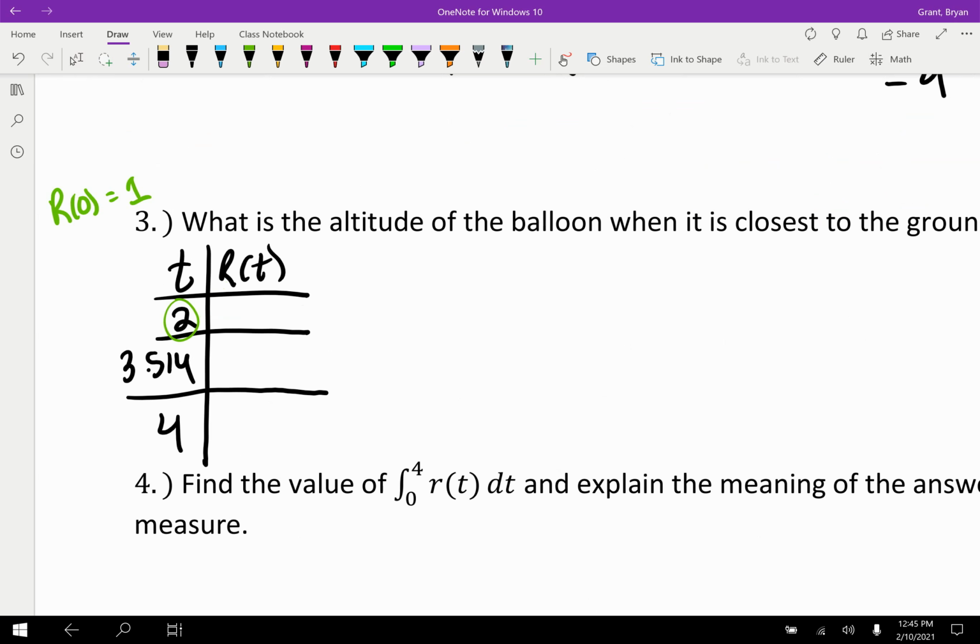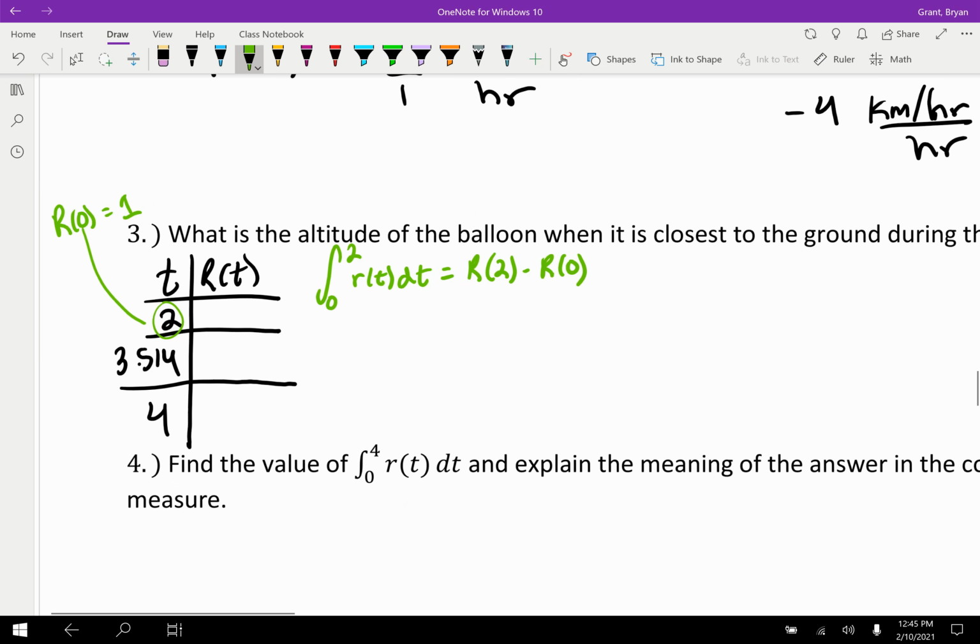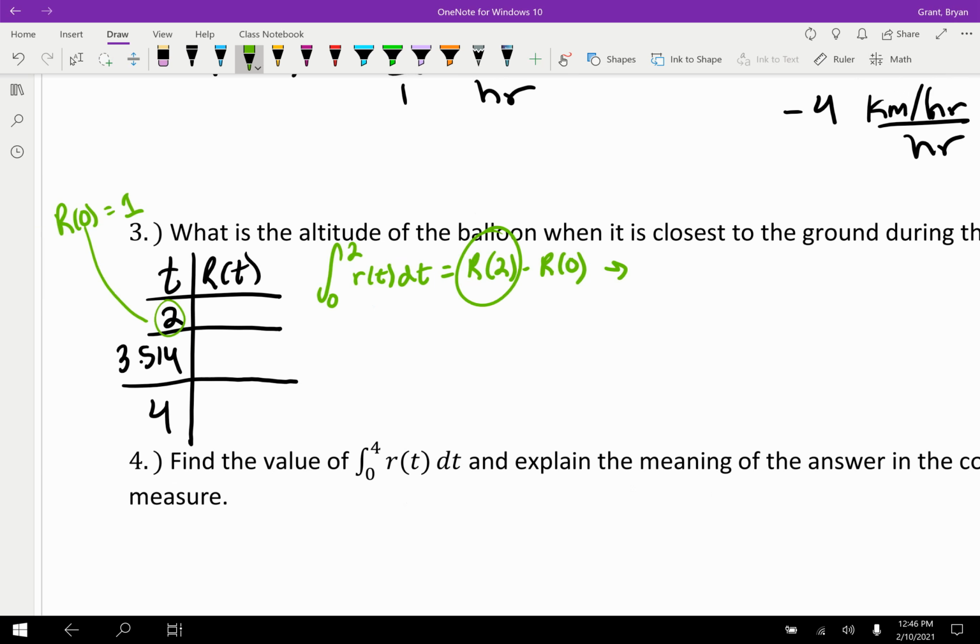Well, we can set this up with the fundamental theorem of calculus. We can say the integral from 0 to 2, our two inputs that are right here, of lowercase r of t dt, is found through the fundamental theorem to be capital R of 2 minus capital R of 0. Manipulating this a little bit, we are looking for R of 2 in this situation, so we add R of 0 over to the other side. R of 2 equals R of 0 plus the integral from 0 to 2 of r of t dt.